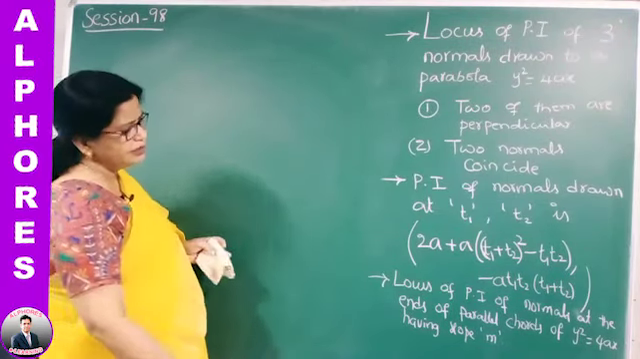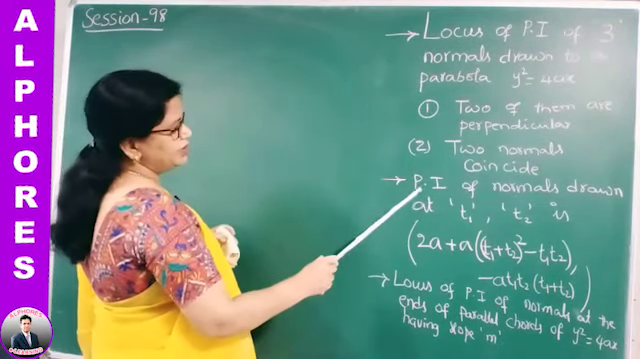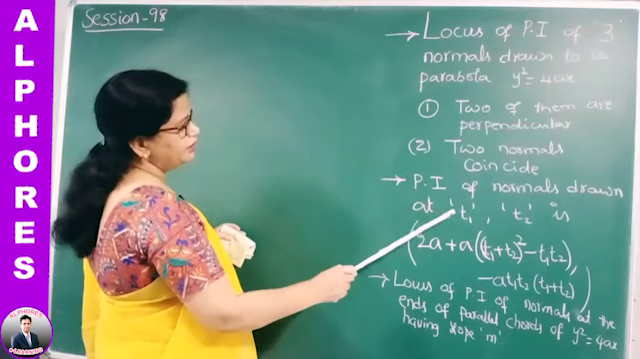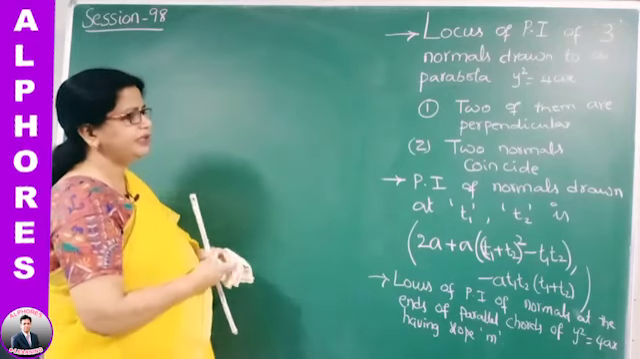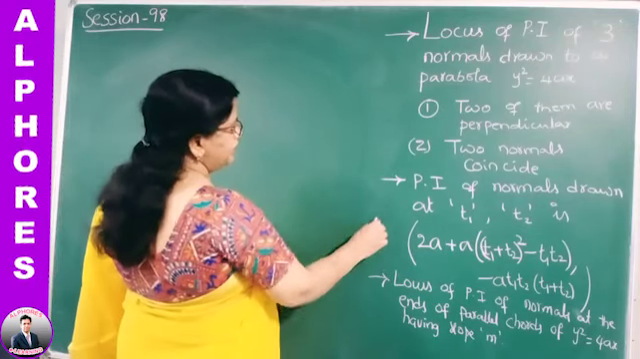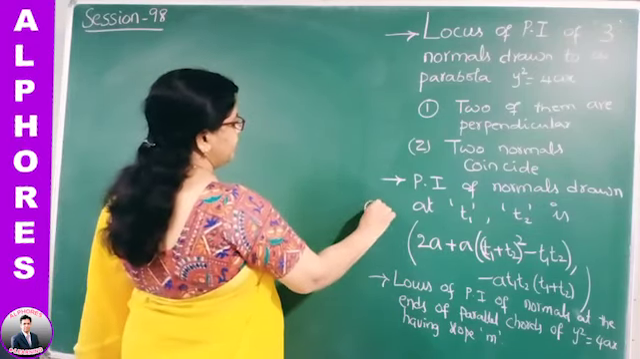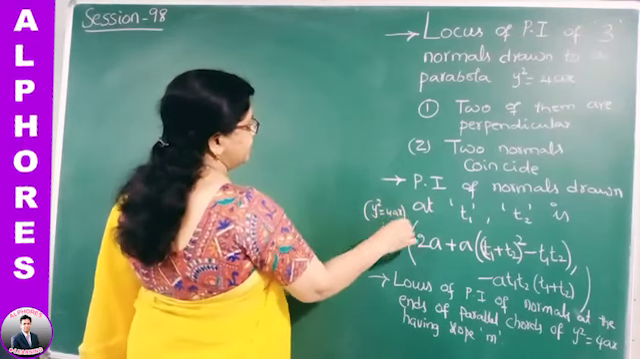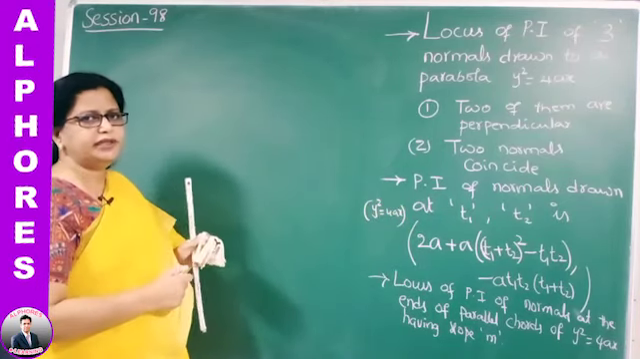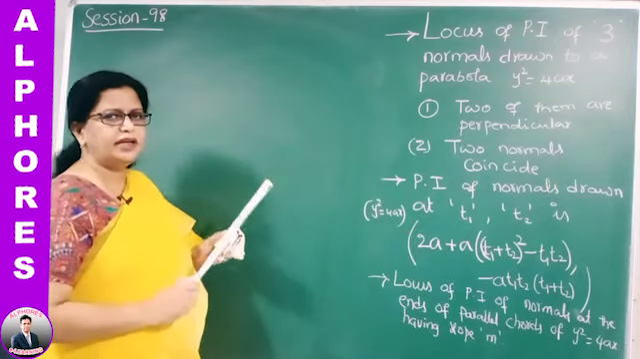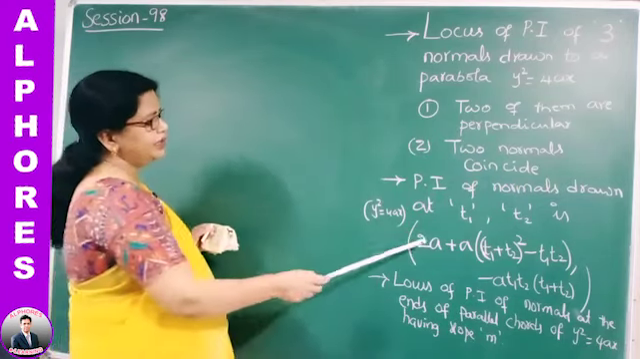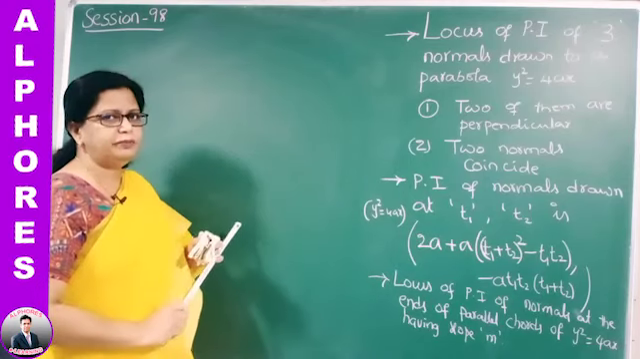Now observe, students, this one: the point of intersection of normals drawn at T1 comma T2 is given by a formula only for the parabola y square equal to 4ax. Earlier we observed the point of intersection of tangents drawn at T1 and T2, which is a T1 T2 comma a into T1 plus T2.